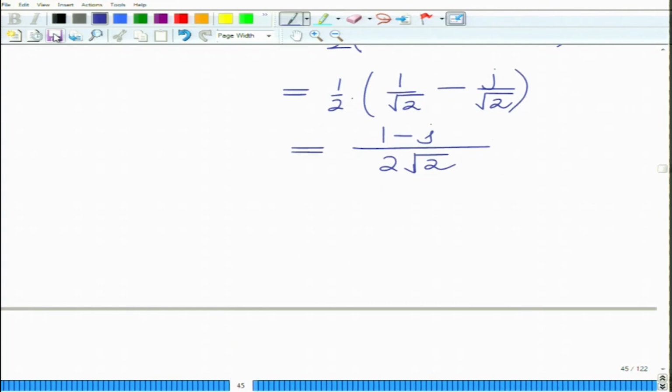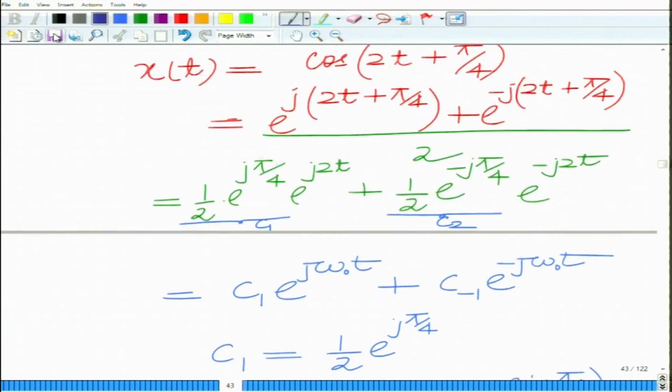Okay. And you can clearly see from this that, since this is expressed simply as a combination of e raised to j 2t and e raised to minus j 2t, all the terms Ck for k not equal to plus or minus 1, that is C0 as well as C2, C minus 2, C3, etc.